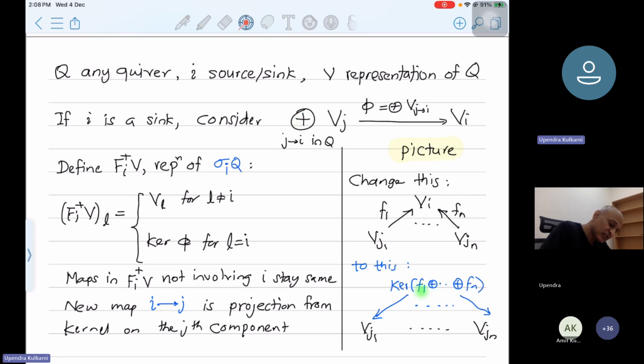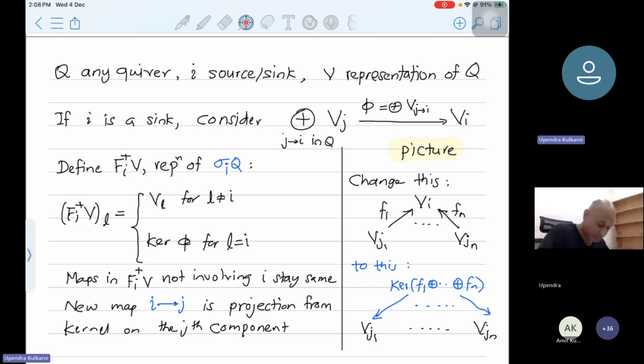So that is what I have put in slot I. Okay, so what are the maps? The maps in the new thing that do not involve the I, nothing changes. Notice that what has happened now is that earlier, whenever I had arrows from J to I, now my arrows are going to go from I to J. So I need to tell you what all of these blue maps are.